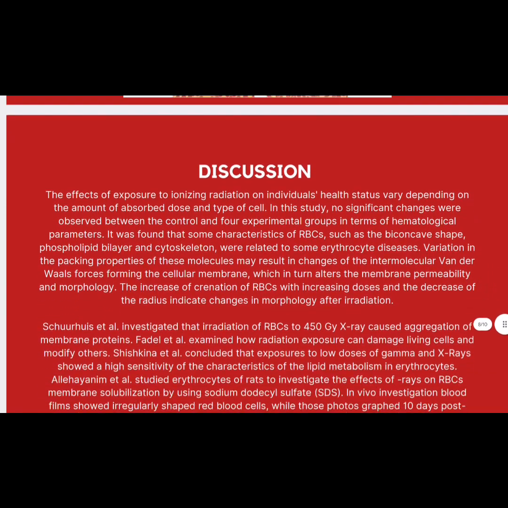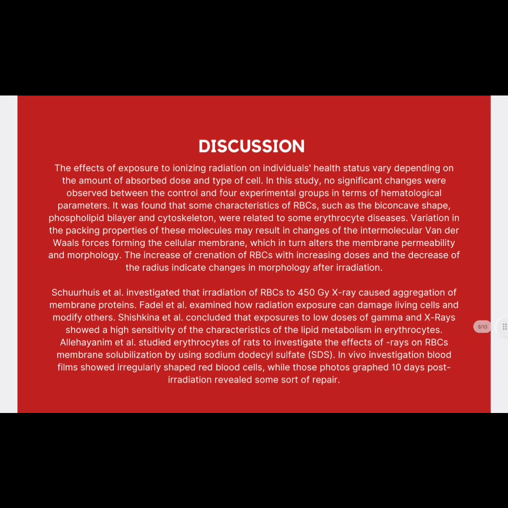Discussion. The effects of exposure to ionizing radiation on individuals' health status vary depending on the amount of absorbed dose and type of cell. In this study, no significant changes were observed between the control and 4 experimental groups in terms of hematological parameters. It was found that some characters of RBCs, such as a concave shape by a phospholipid bilayer cytoskeleton, were related to some erythrocyte disease. Variation in the packing properties of these molecules may result in changes of intramolecular van der Waals forces forming the cellular membrane, which in turn alters the membrane malleability and morphology. These increases of crenation of RBC with increasing doses and the decreases of radius indicate changes in morphology after irradiation.